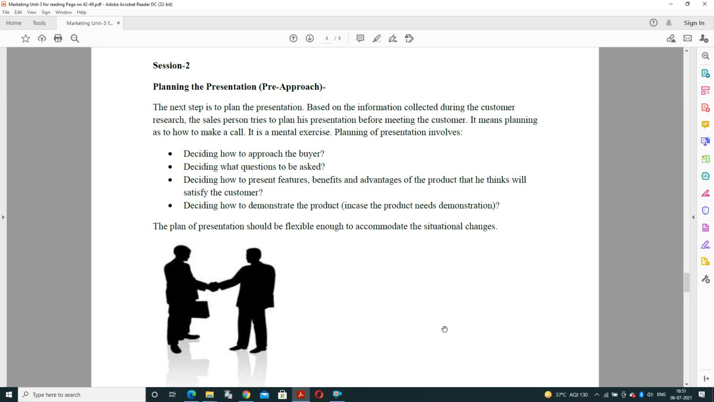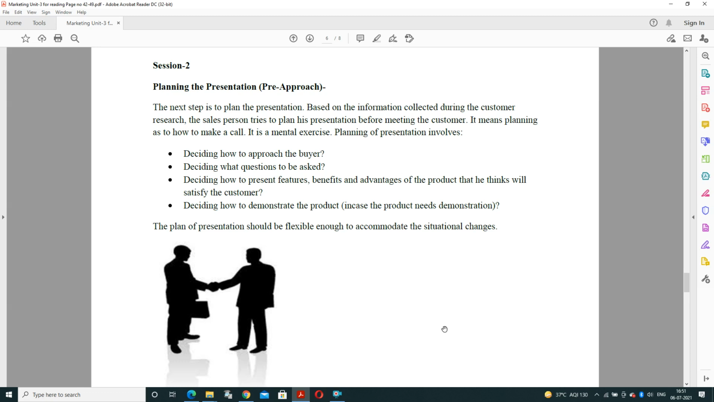The salesperson tries to plan his presentation before meeting the customer. It means planning how to make a call. It is a mental exercise. It is also a 1 mark question. Planning is a mental exercise.